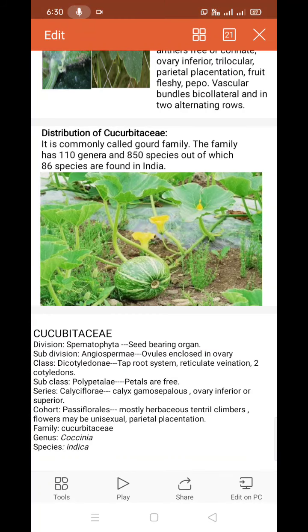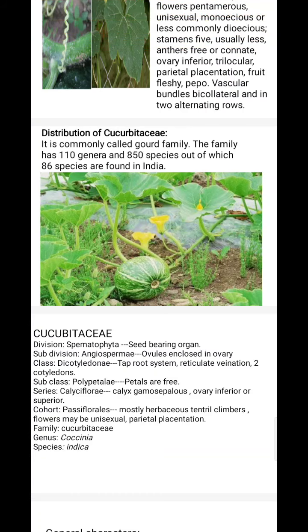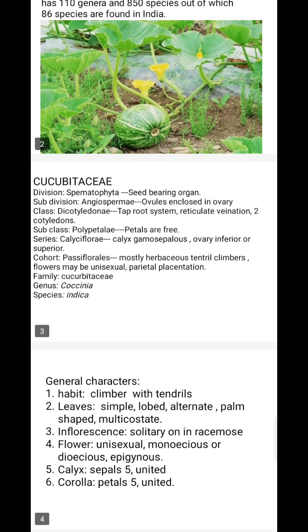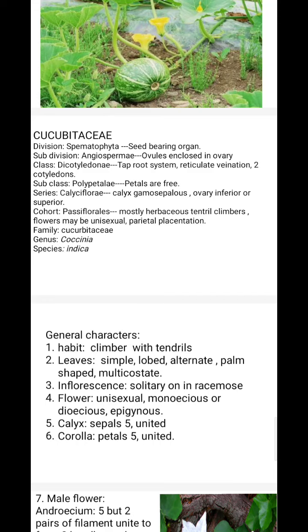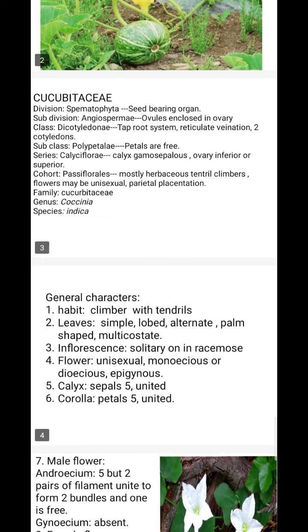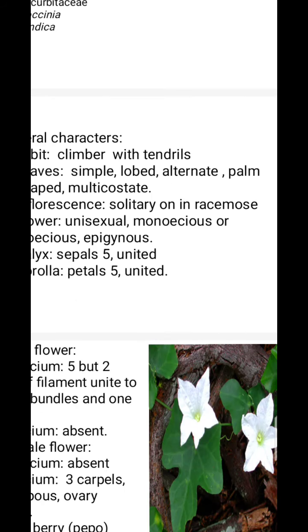The Cucurbitaceae family contains 110 genera and 815 species, out of which about 86 species are found in India. Then there is the systematic position. It belongs to class Dicotyledonae, subclass Polypetalae, series Calyciflorae, cohort Passiflorales, and family Cucurbitaceae. Genus is Coccinia indica.